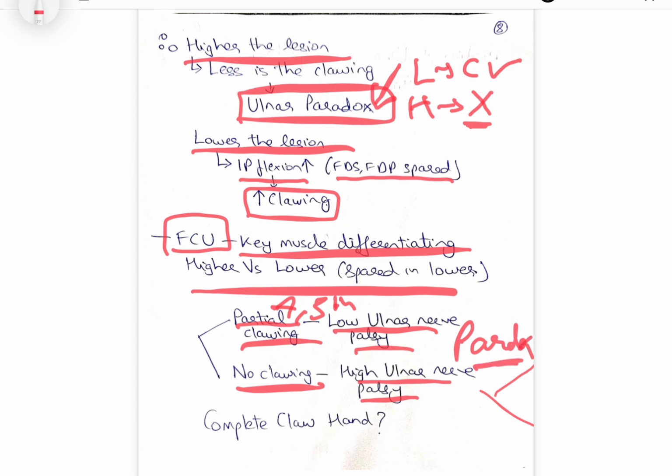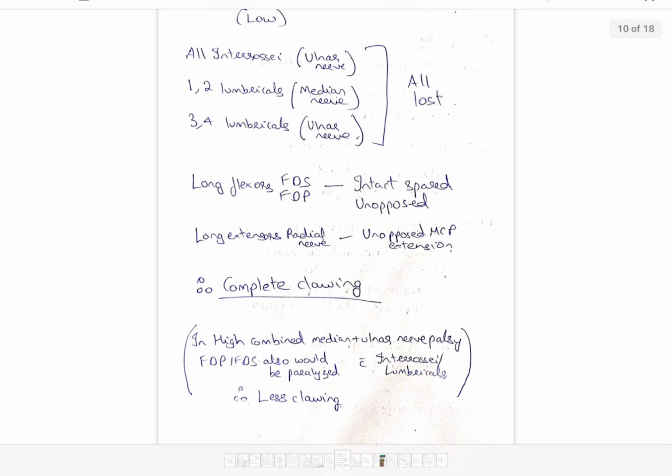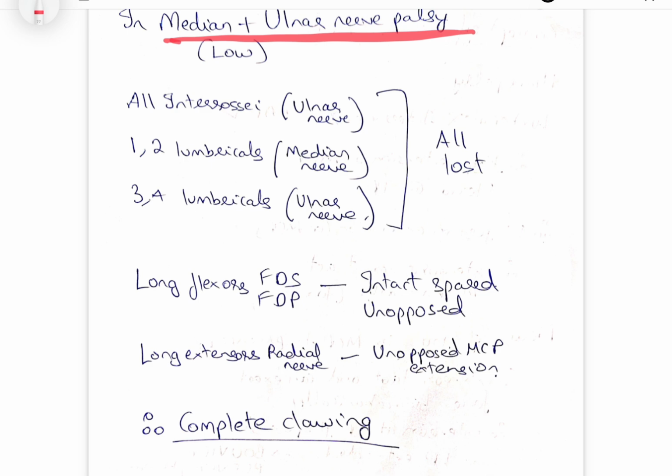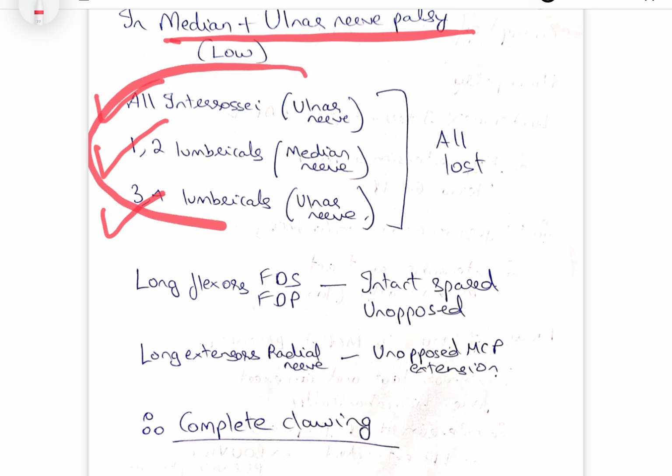Now you might ask me that we have seen cases of complete claw hand as well. So when does a complete claw hand occur? The answer to that question lies in the subsequent slide. Okay, so whenever there is combined median and ulnar nerve palsy at the lower level, what is lost? Because of the ulnar nerve, all the interossei are gone. Because of the ulnar nerve, third and fourth lumbricals are gone. And because of the median nerve, the first and second lumbricals are gone. So all of these muscles have lost their functions.